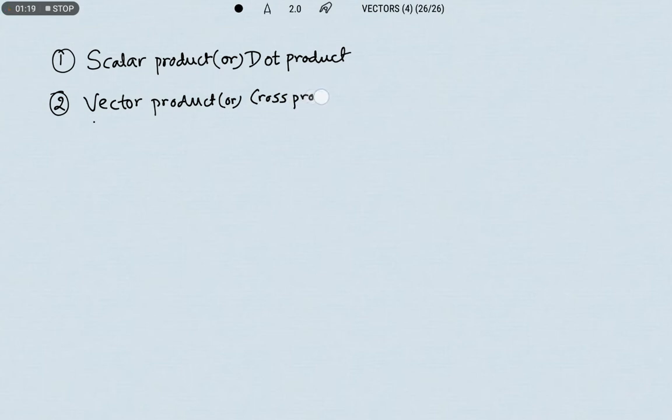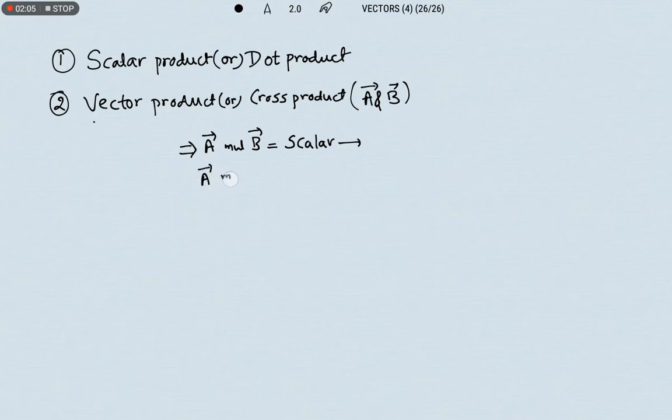Sir, what is meant by scalar product and what is meant by vector product? Both are multiplication of vectors only. Suppose two vectors are given to you, A bar and B bar. If these two vectors are multiplied, A bar multiplied with B bar, and we get the resultant as a scalar, then it is known to be scalar product. If A multiplied with B bar, the resultant is a vector, then it is known to be vector product.